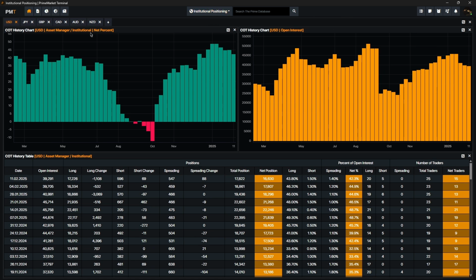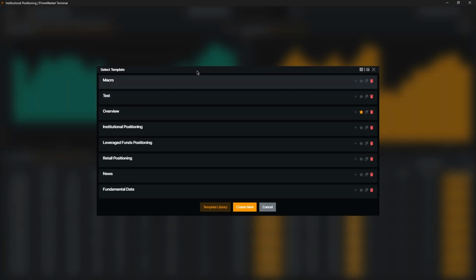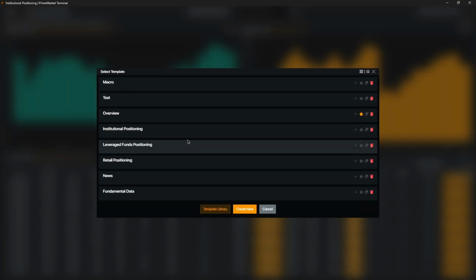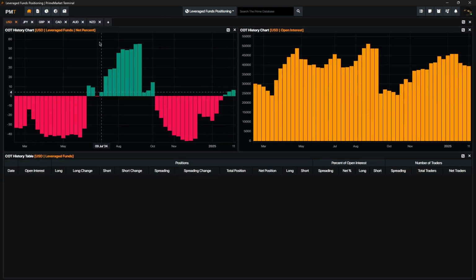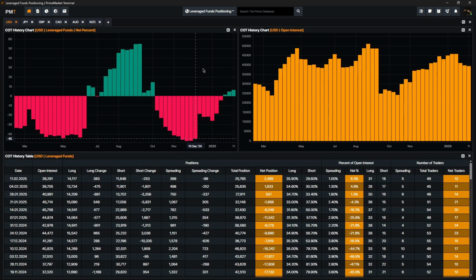So that's asset managers, institutional positioning. I also have leveraged funds positioning. These are like hedge funds and banks and so forth, but I don't really like to look at this. I only use it for confirmation, really.